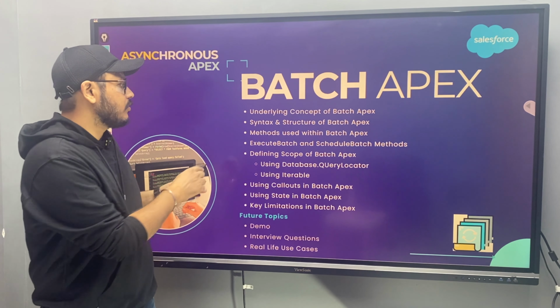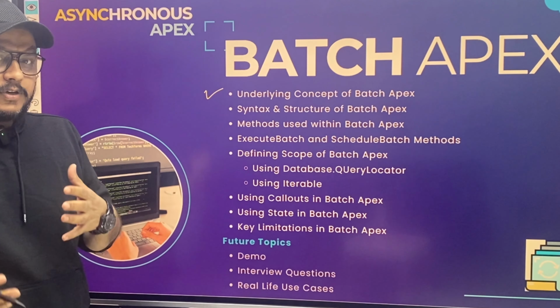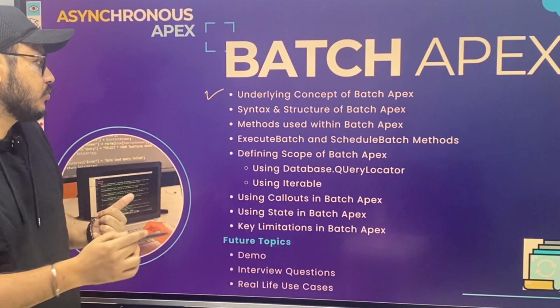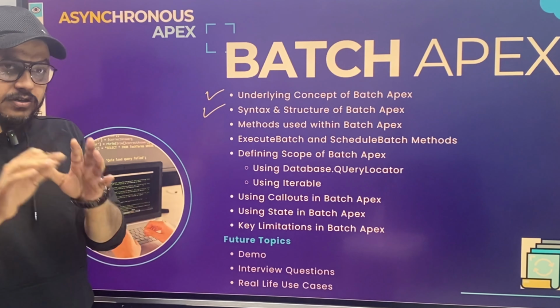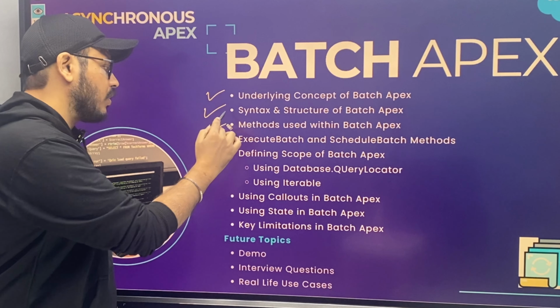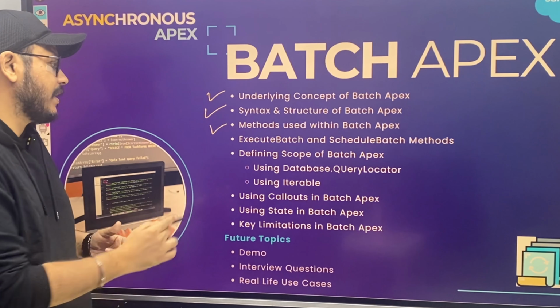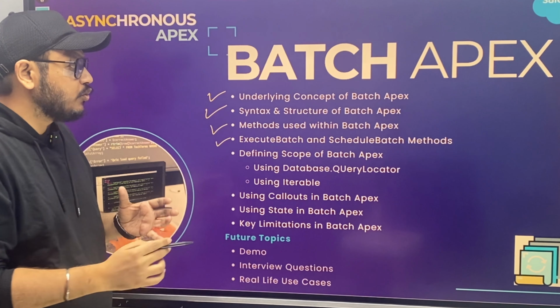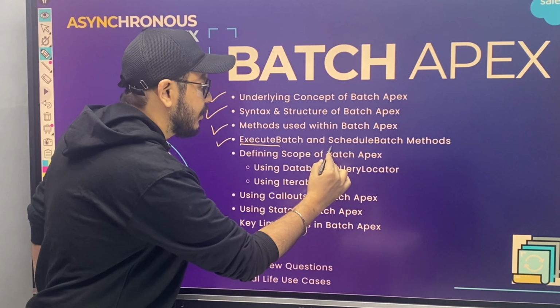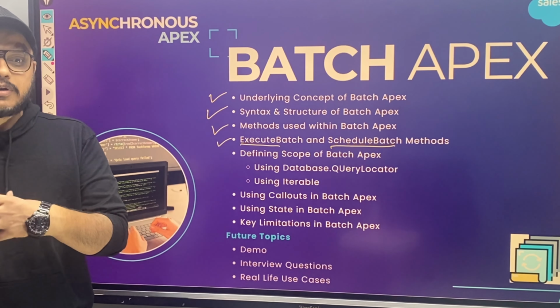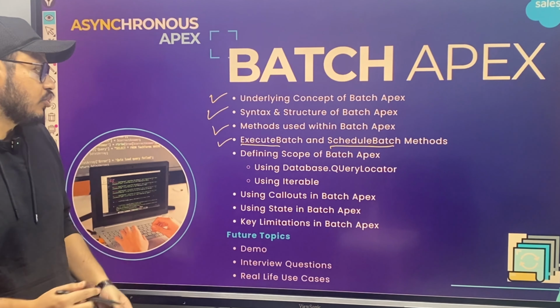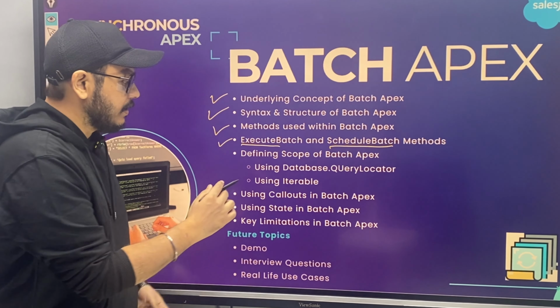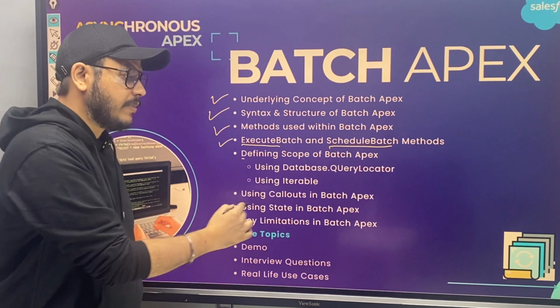We'll start with discussing the underlying concepts of batch apex, try and understand what is batch apex, where it is used, etc. We'll talk about the syntax and the structure of batch apex. We'll talk about what are the different methods which are used within the batch apex. We'll talk about the execute batch and schedule batch methods, which are used for putting the batch jobs into the job queue.